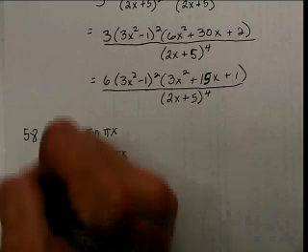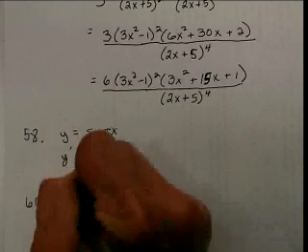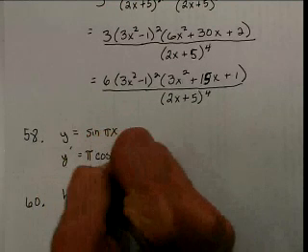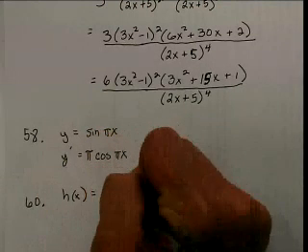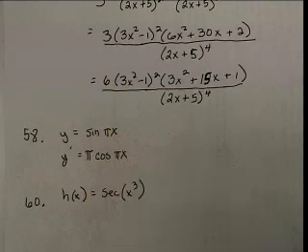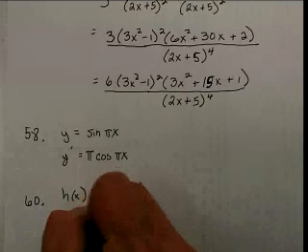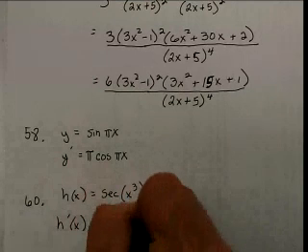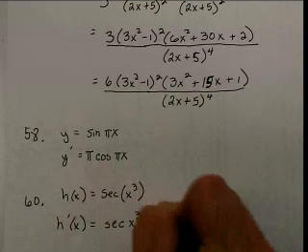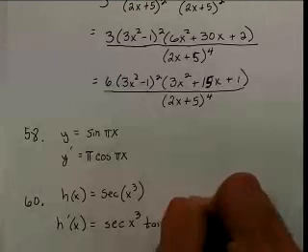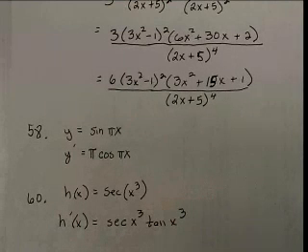Number 60. That's secant ugly. What's the derivative of secant ugly? Secant ugly tangent ugly, times the derivative of the ugly, which is 3x squared.